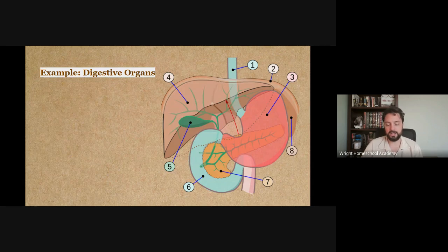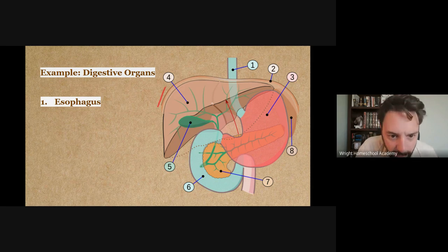We're talking about the digestive system here. Can you name any of these? Let's start with number 1. What is this tube called? Okay, if you said the esophagus, good for you. If you didn't, well, don't worry. That's one of the organs that we're covering in today's class. Let's move on to number 2, just to delineate it a little bit more clearly.